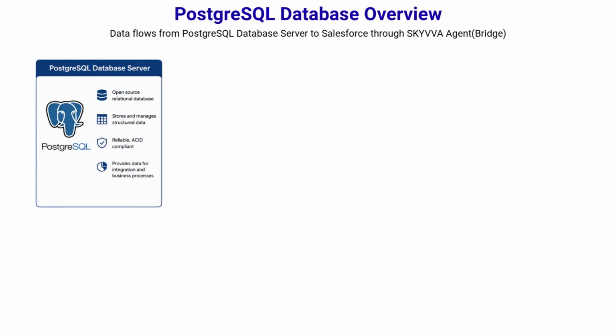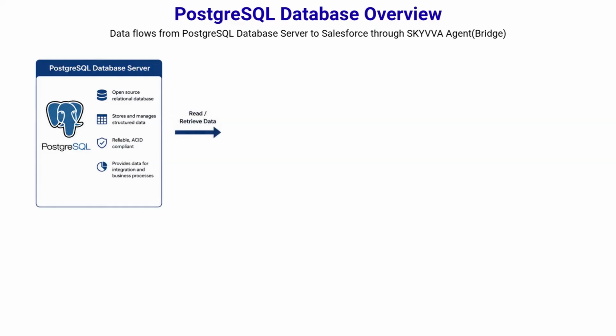Let's begin with the PostgreSQL Database Server. This is the source system where all business data is stored. It is an open-source relational database that stores structured information such as customer records, products, orders, and other business data. PostgreSQL provides reliable data storage with ACID compliance, ensuring data accuracy and consistency. At this stage, the data remains in the database until SKYVVA Agent requests it for integration.